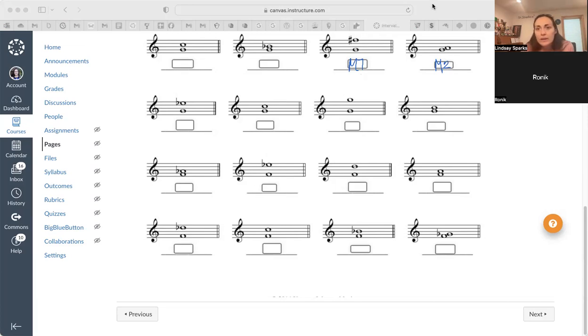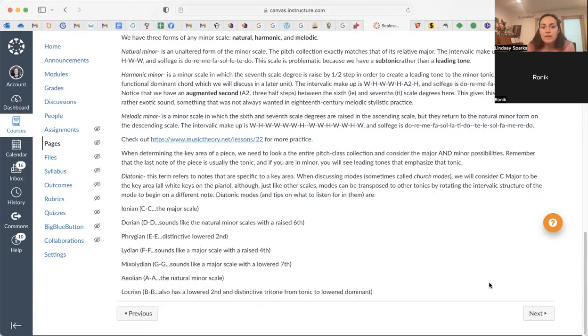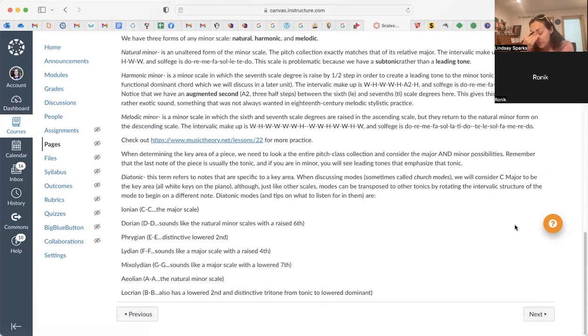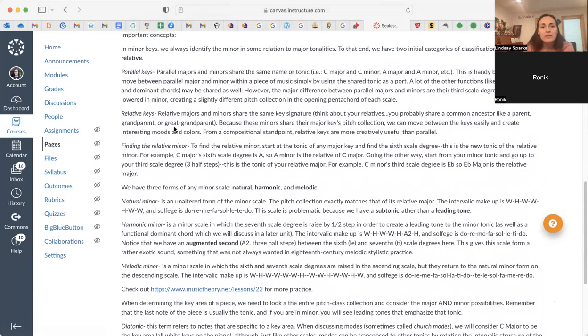Let's do a quick check on scales. I think we pretty much covered everything. We talked about the relative minor scales. An easier way to understand relative minors or relative majors, because this is in relation to parallel major and minor, which I don't remember if I put in here. Yeah, parallel keys. Parallel major and minor have the same tonic or the same name. Relatives share the same key signature.